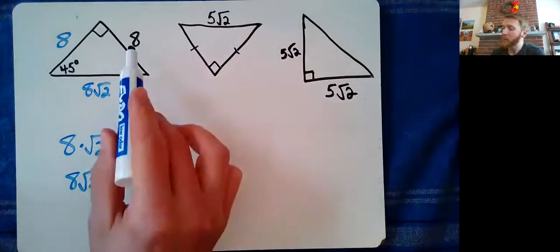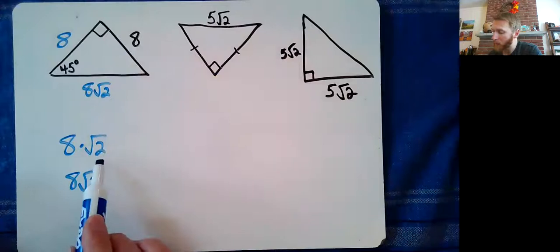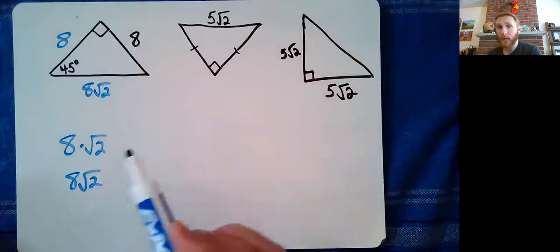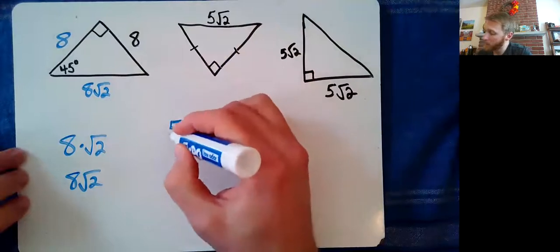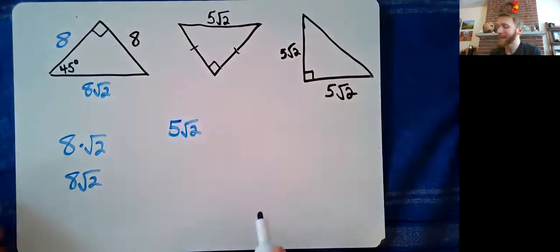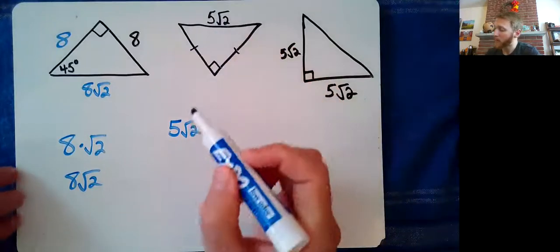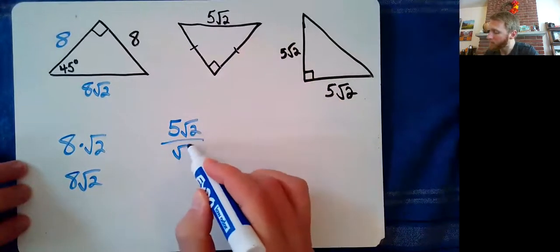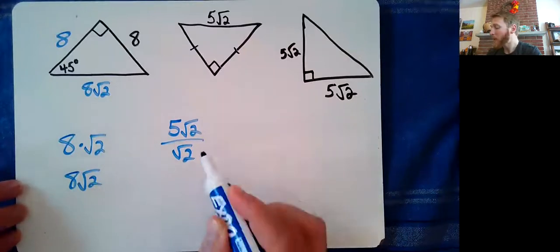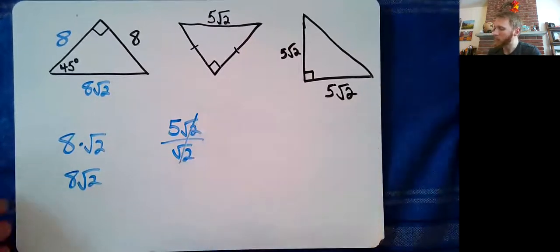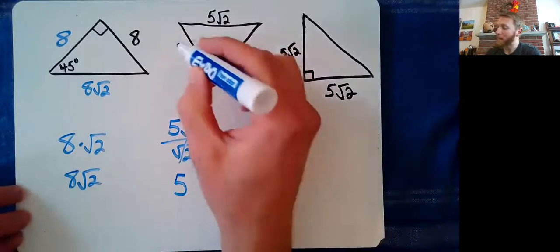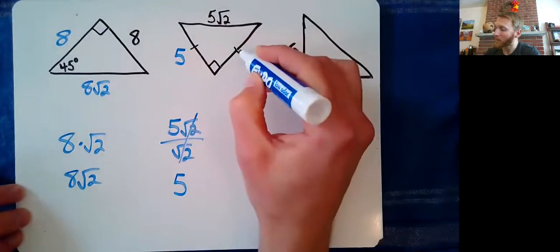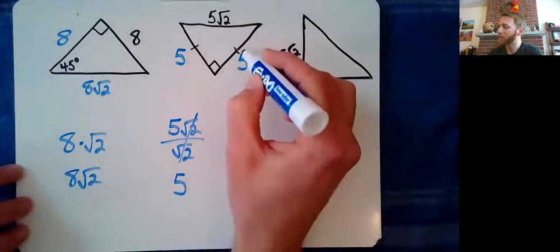In the first problem, we took the leg length and multiplied by root 2 to get the hypotenuse. Here, we're doing the opposite. I'm going to take the hypotenuse and divide it by root 2, because when you go from the hypotenuse to the leg, you divide, as opposed to multiply. When you divide that by root 2, those simply just cancel out, and you're left with 5. Therefore, both legs are 5, and I'm done.